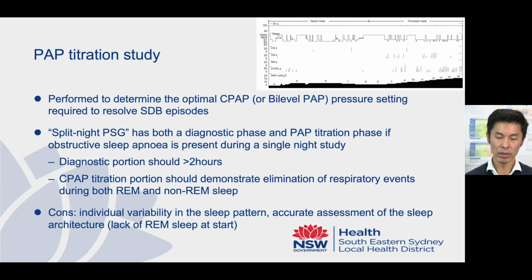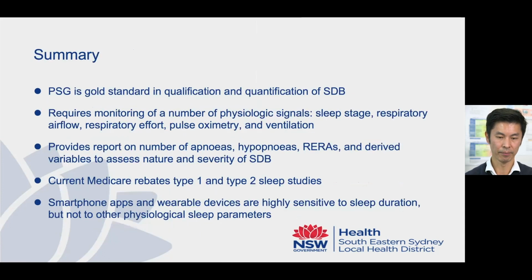The diagnostic portion, if we're looking at a split night, should be more than 2 hours, whereas the PAP titration portion should demonstrate elimination of respiratory events during both REM and non-REM sleep. So the con of using a split night study is that there could be individual variability during the night, and also the lack of REM sleep at the start may underestimate the severity of OSA.